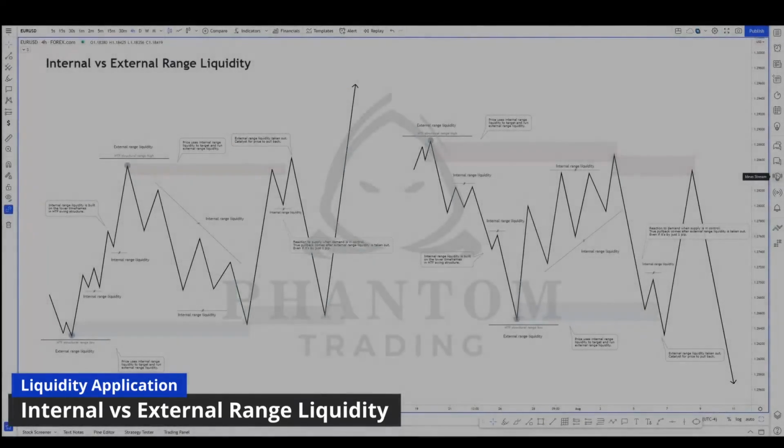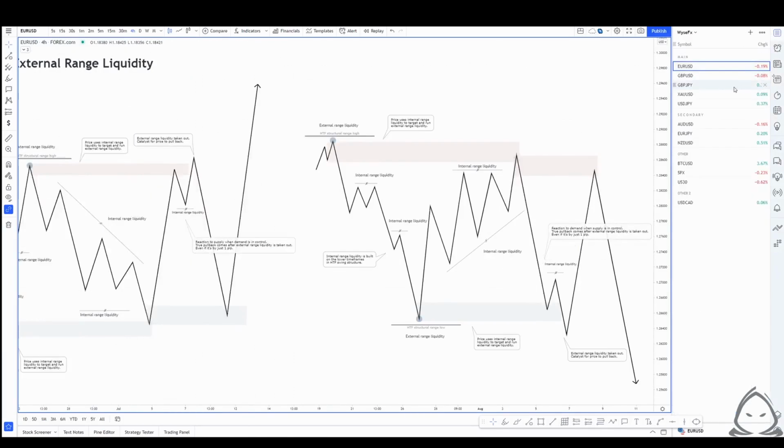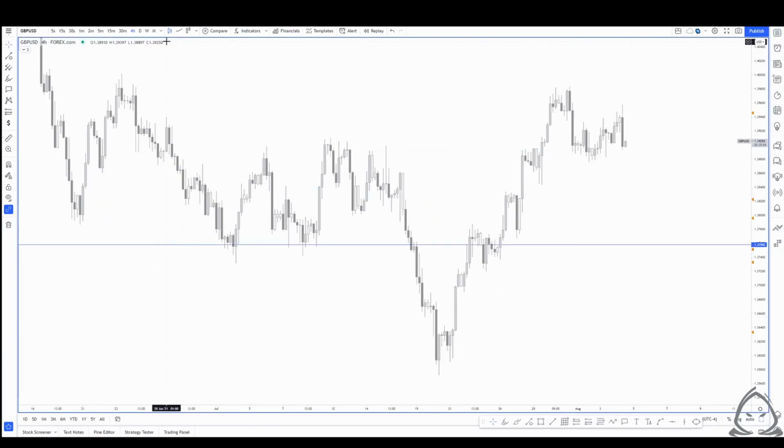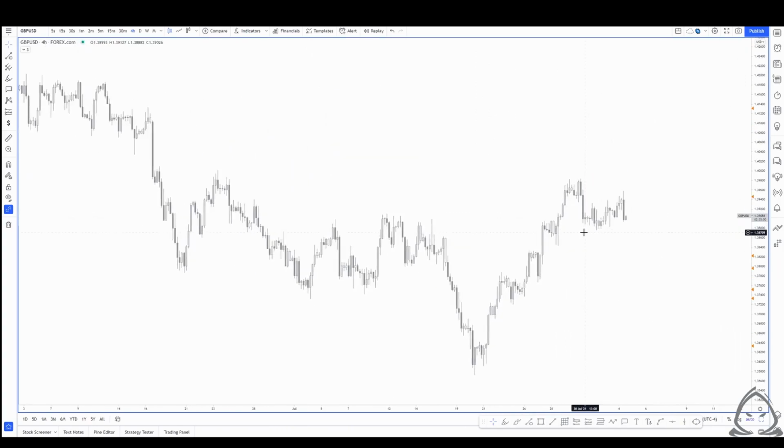Now that we understand the basics of internal versus external range liquidity, let's jump into an example on the charts just to see it in action and to convey it further using price action. What we're actually going to do is move on to Pound US dollar, just to switch up the pair and continue discussing internal versus external range liquidity.